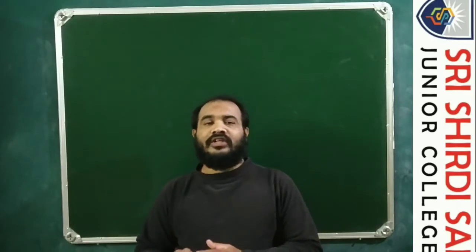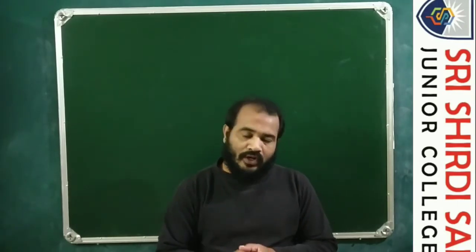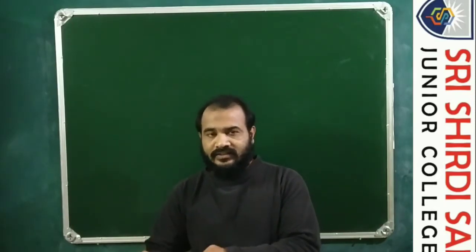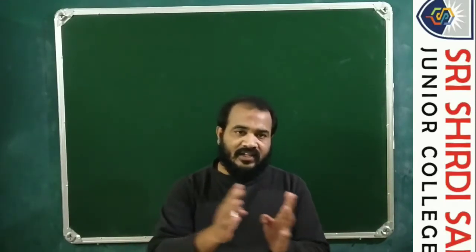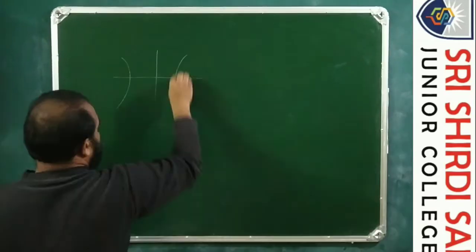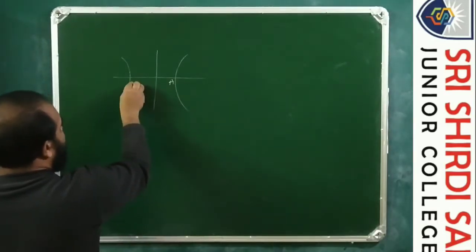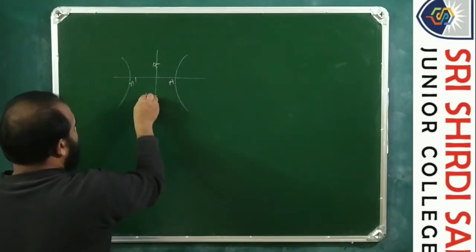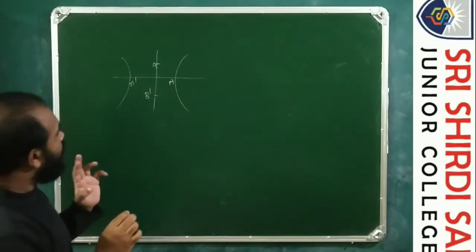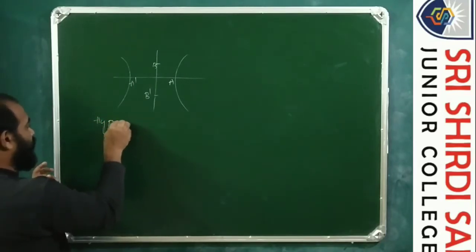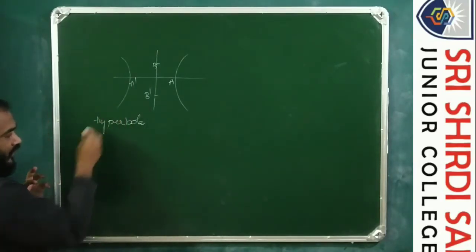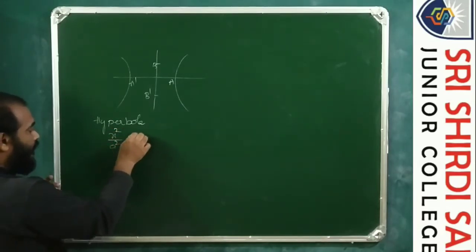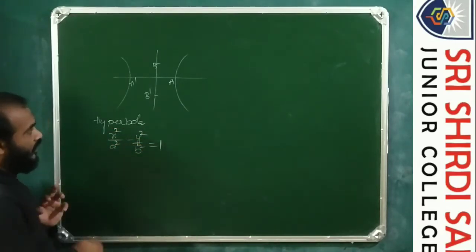There are a few things which are special to the hyperbola, such as the concept of the conjugate hyperbola. The conjugate hyperbola is one in which the transverse axis is the conjugate axis and the conjugate axis is the transverse axis. In the actual hyperbola, A dash is the transverse axis and B dash is the conjugate axis. So this is the hyperbola, and its equation is x square by a square minus y square by b square equals 1.